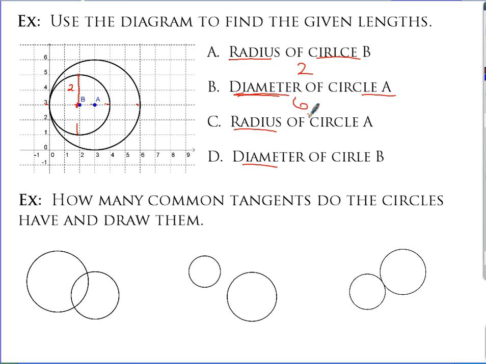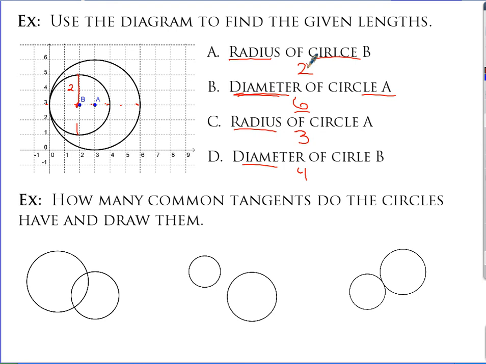Exactly. What's the radius of circle A? Half of the diameter. We already know the diameter was 6. Half of that is going to be 3. Or you can look at the picture and count: 1, 2, 3. What's the diameter of circle B? 4. Diameter is going to be 2 times the radius. Or you can go back to the circle and count. How far is it across?